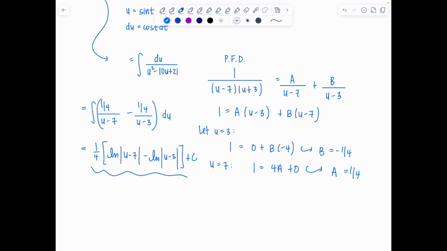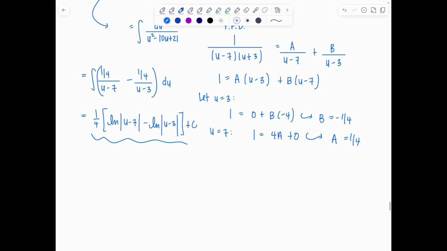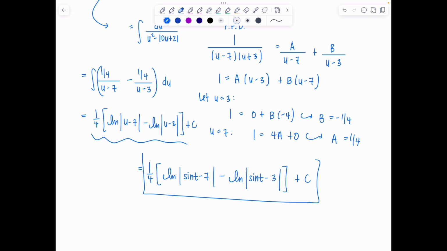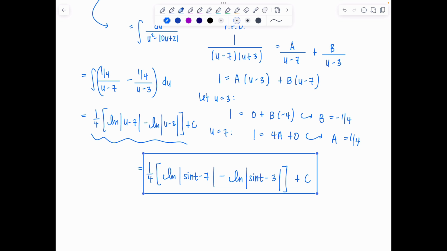And then just go back, u was sine t. So 1/4 ln absolute value, you need to keep the absolute value because you don't know that sine t minus 7 or sine t minus 3 is always positive. No, you don't. Plus c. And we're done. I would just leave it. You can combine them if you want. I wouldn't distribute the 1/4. Okay, that one took like 2 seconds.